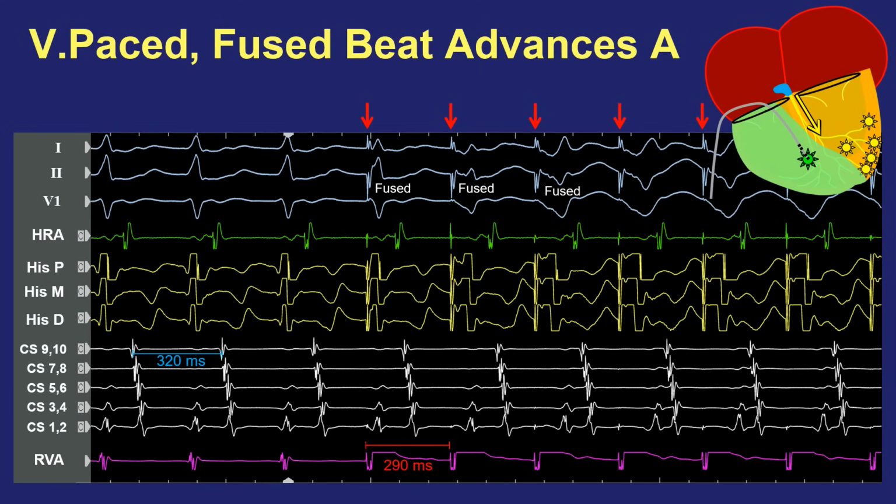Of course, the amount of green versus yellow varies, and the earlier you get with the ventricular pacing, the more green and less yellow you're going to see. Nonetheless, the beats labeled fusion here have both green and yellow in them, and in those beats the His bundle had to have been activated in the forward direction in order for that to contribute to the QRS morphology.